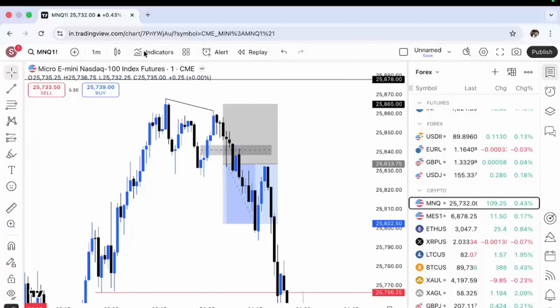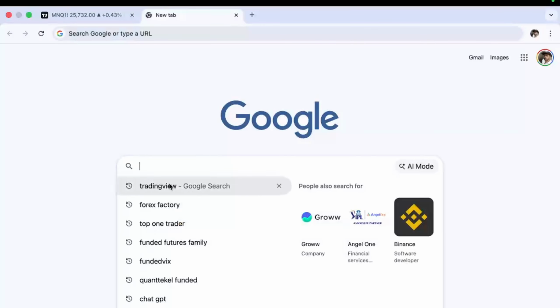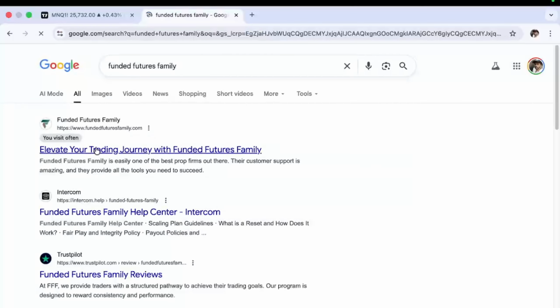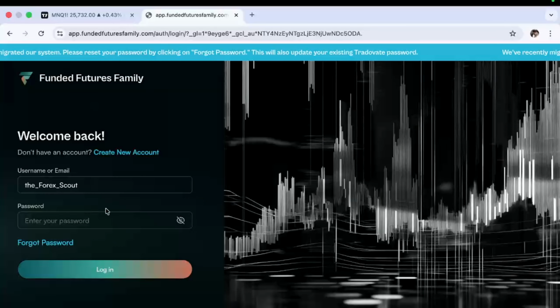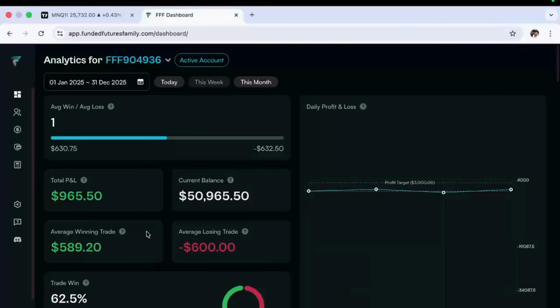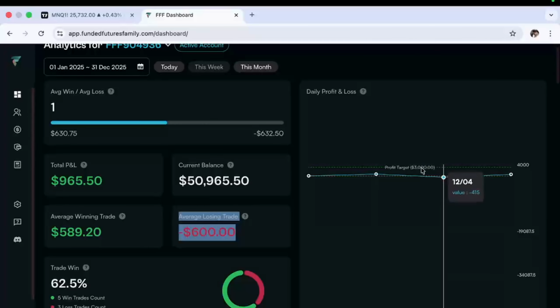I will now show you my funded futures family dashboard. As you can see, my total profit on a $50,000 account is around $965.50. Average winning trade is $589. Average losing trade is around $600. Win ratio is 62.5%, and the profit target is around 3,000, which you can see here.